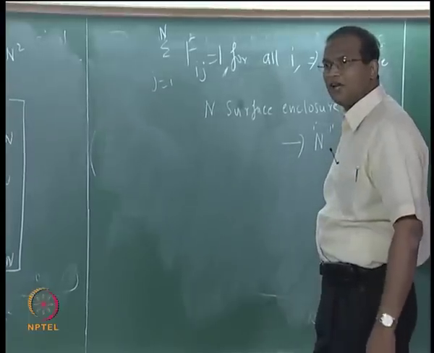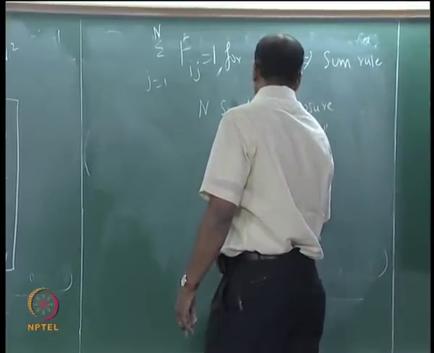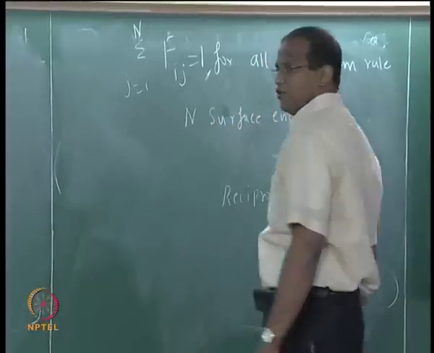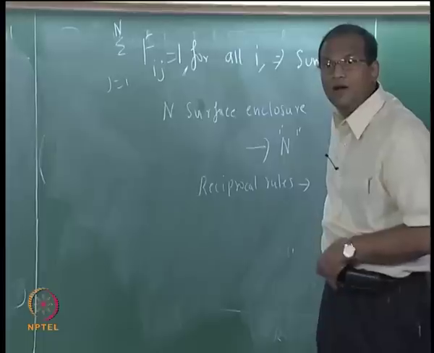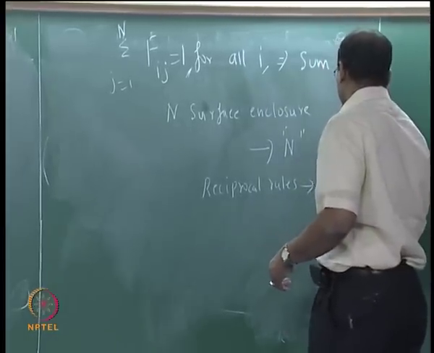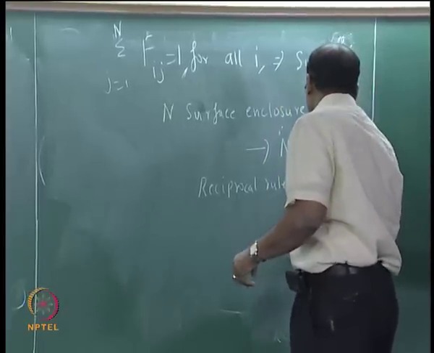For an n surface enclosure, how many reciprocal rules are there? You take NC2, very good, NC2 relations, two combinations, take two surfaces at a time. This is equal to n into n minus 1 by 2, right?